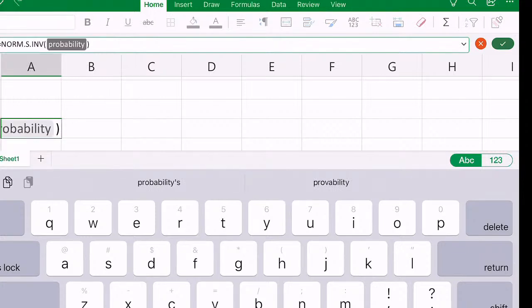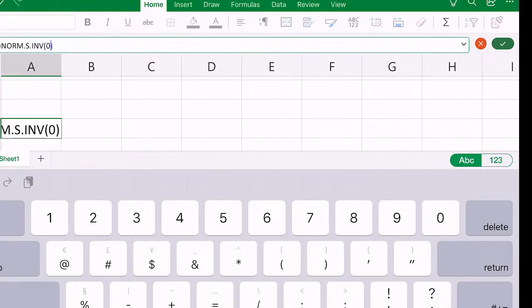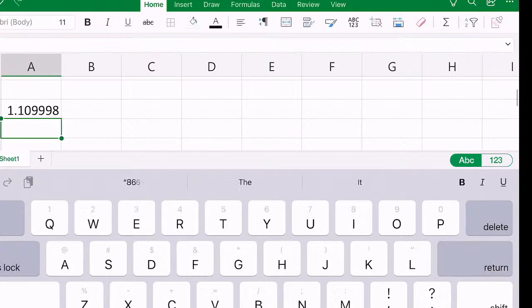So now all I have to put in here is 0.8665. Is that the number? And there it is, 1.11. You see? Let me show you again. So you have both the standard normal distribution to find probabilities and the standard normal inverse function that takes probabilities and returns the z-score. We have the same answer, 1.11.